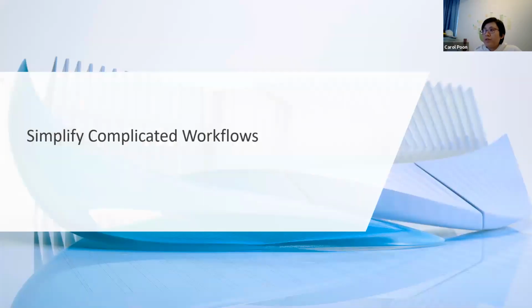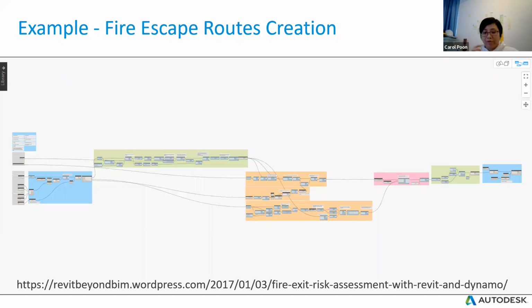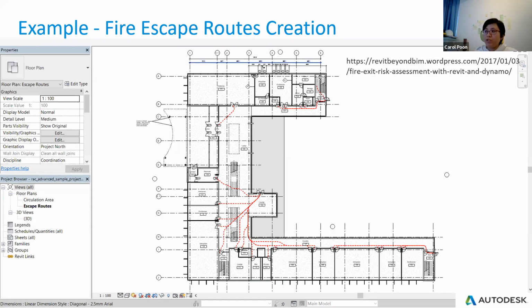Okay, and the other useful goal of Dynamo is to simplify complicated workflows. I have an example here, which shows the design of fire escape routes. In the past, you may have needed to do a lot of calculations and many trial and errors. And right now, you can just use Dynamo. You set up some rules and tell Dynamo to run it for you, and then it will automatically generate the possible routes for the designer.